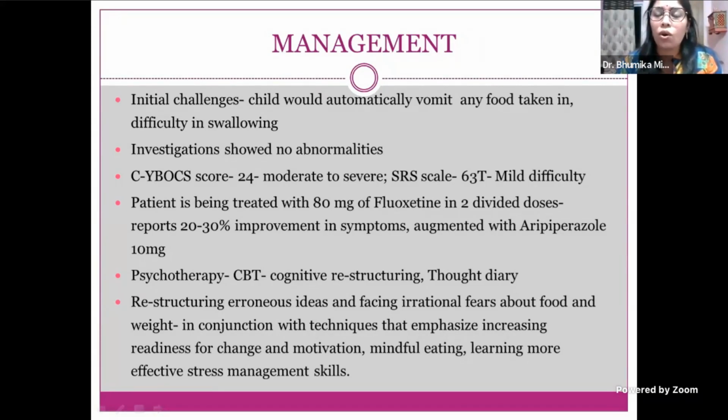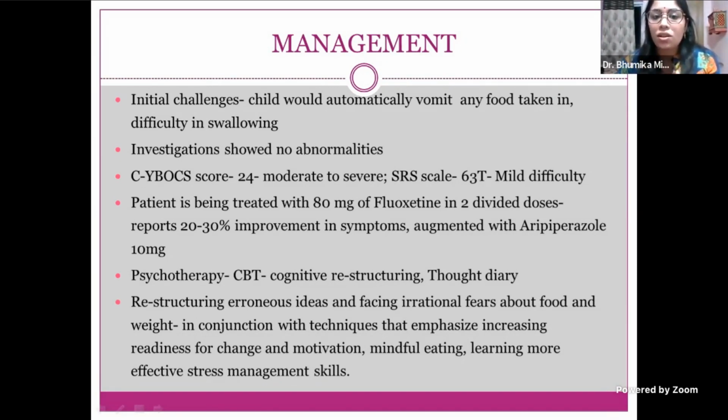For psychotherapy, non-pharmacological management, we went with CBT, that is cognitive restructuring, and also asked him to maintain a thought diary. What we did in cognitive restructuring was speak to him about the caloric values of the different food items, and about the significance of him spitting out, and about that not contributing to the underlying notion of helping save the world or helping others.